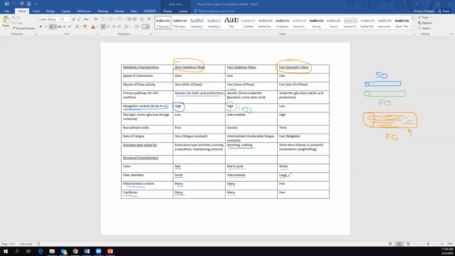So the cells are big around. They can produce a whole lot of force if you strengthen them. And they have few mitochondria because what are they doing? Anaerobic respiration. They do not need oxygen. And so they have few capillaries too, because they store their glycogen within their cells.